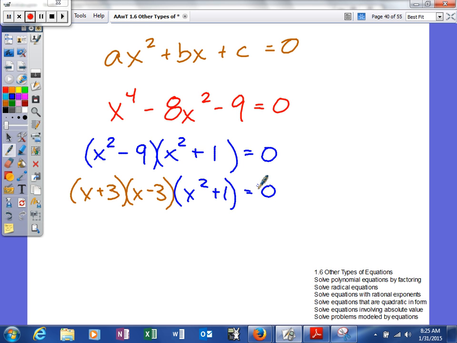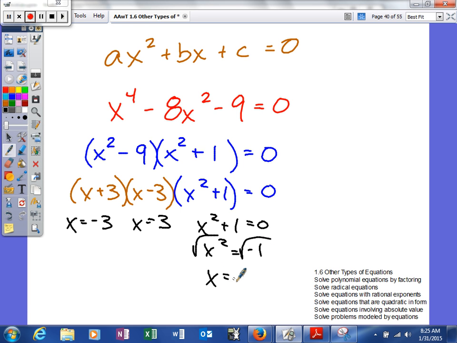But now what I'm going to do is set each of my factors equal to 0 and solve. Well, this one will give me negative 3, this will give me a positive 3, and on this one, even though it's not factorable, I can still set it equal to 0 and solve. And when I take the square root of both sides, I'll actually get the solution to be plus or minus i. Now, again, remember from the first couple examples in this section that our degree is 4, so we should find 4 solutions. So there's one here, there's one here, and this actually makes up 2 solutions, positive i and negative i. So that gives me a total of 4, which matches the degree of my polynomial.